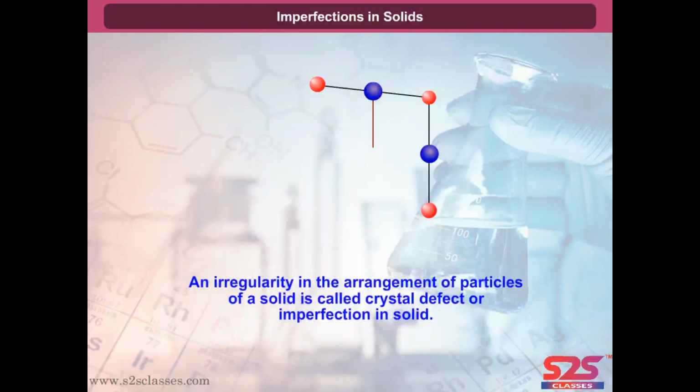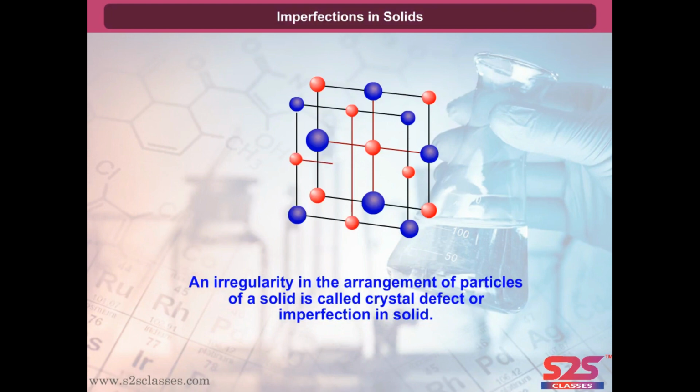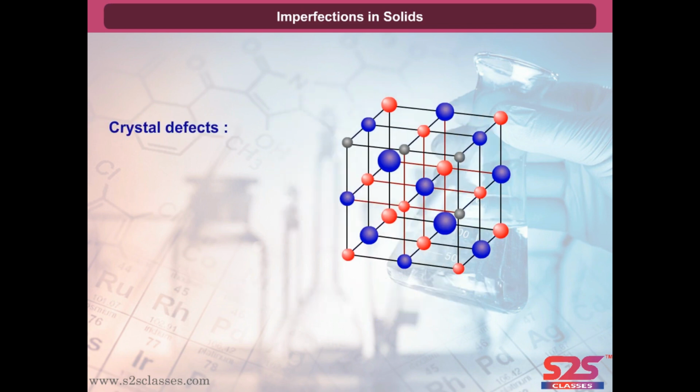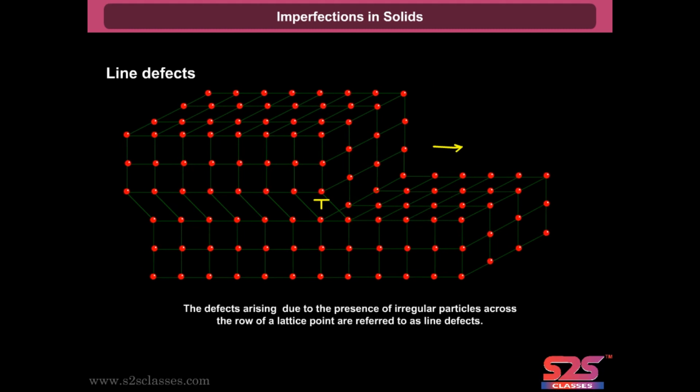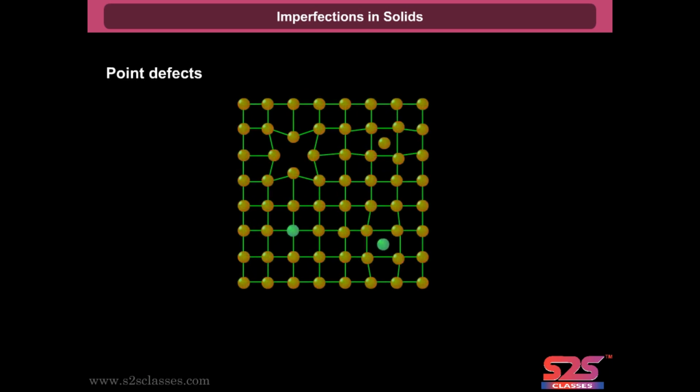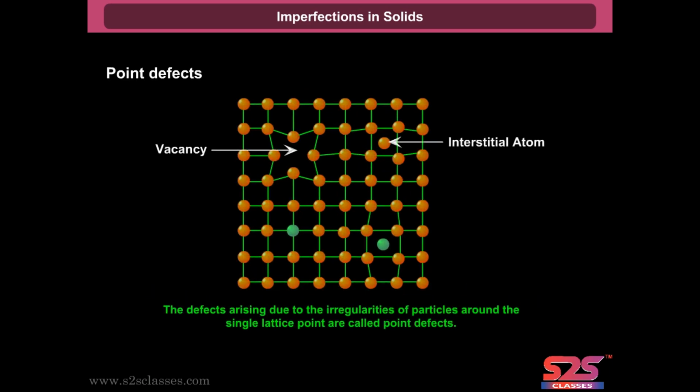An irregularity in the arrangement of particles of a solid is called crystal defect or imperfection in solids. Line defects and point defects are the two types of crystal defects found in solids. Line defects: the defects arising due to the presence of irregular particles across the row of a lattice point are referred to as line defects. Point defects: the defects arising due to the irregularities of particles around the single lattice point are called point defects.